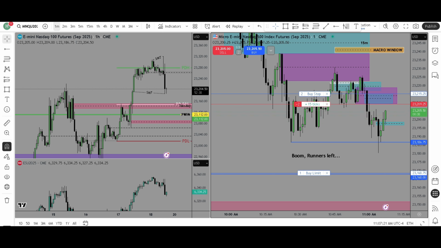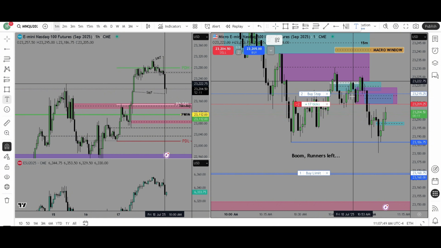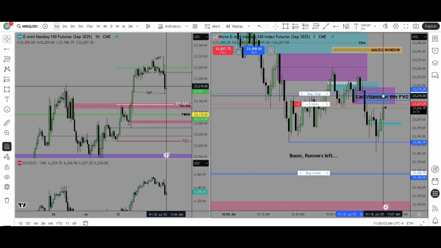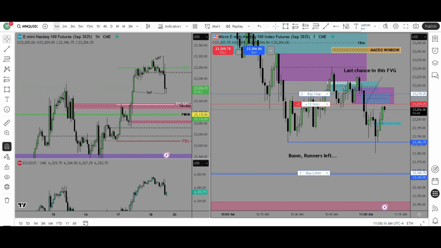So right now we are content getting stopped out here, but we're just giving the trade room to breathe to see if it wants to push lower. This is our last chance. If this fair value gap doesn't hold, then we're out of the trade and we're done for the day. So let's see how this plays out.